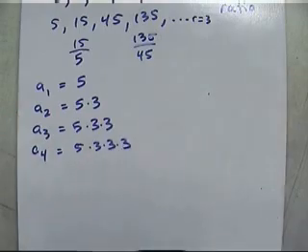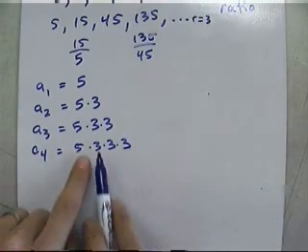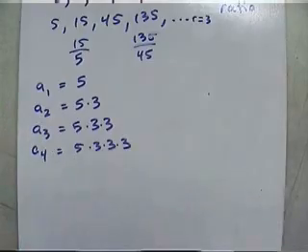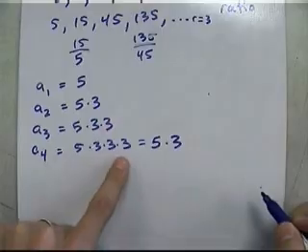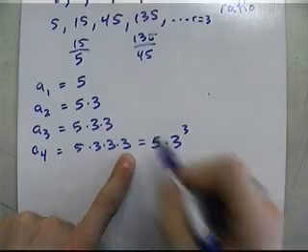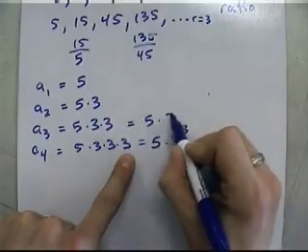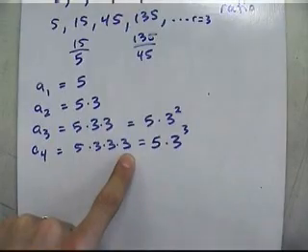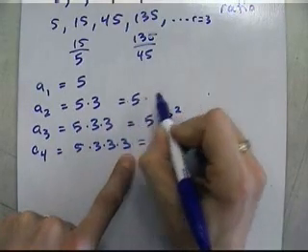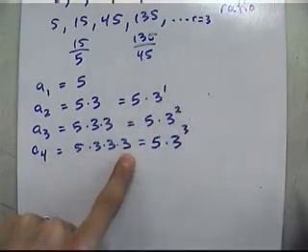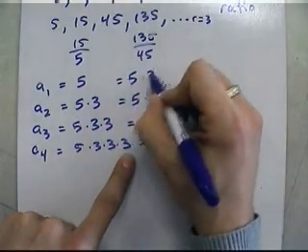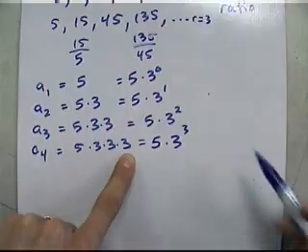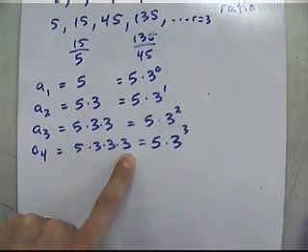Instead of writing those 3's out all the time, notice that it's going to get bigger and bigger, and I can write it a different way. I can write a sub 4 as 5 multiplied by 3 to the third power. a sub 3 is 5 multiplied by 3 to the second power, because there are 2 of them. a sub 2 is 5 multiplied by 3 to the first power. A bit overkill, but a sub 1 is 5 multiplied by 3 to the 0 power. 3 to the 0 is 1, and 1 times 5 still gives me 5.